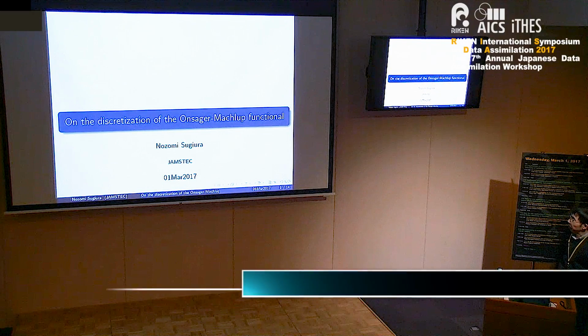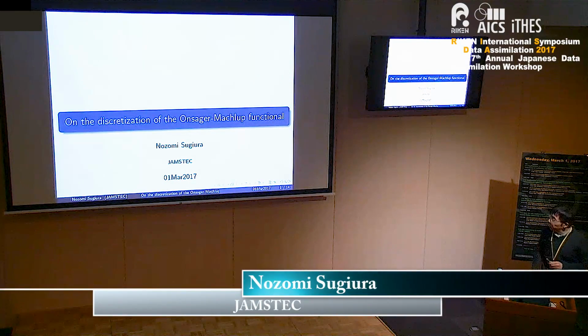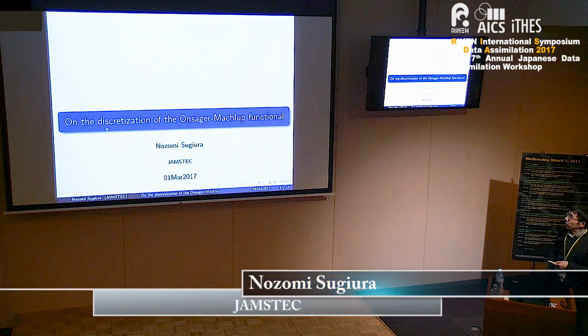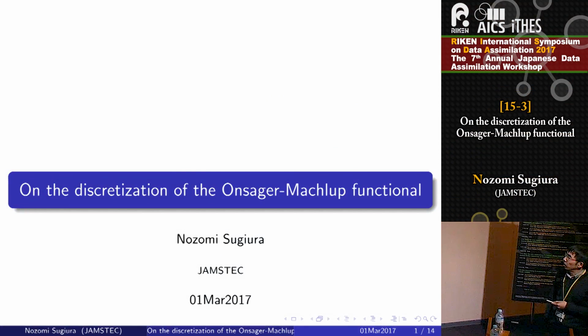Thank you, Chairman. I'm Nozomi Sugiura, working for JAMSTEC. And the title of my talk is discretization of the Onsager-Machlup functional. It's a word from the physics community. It actually is a model error term.